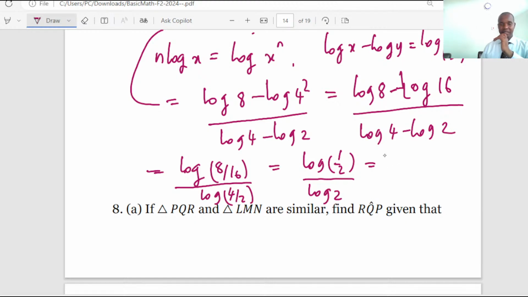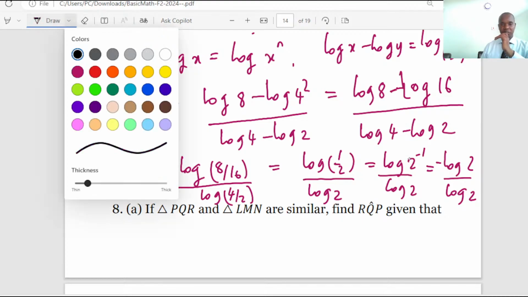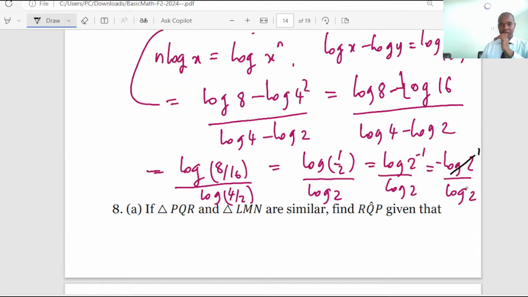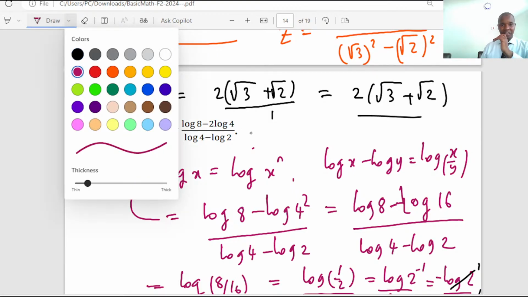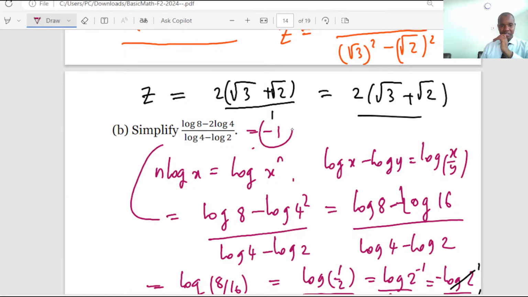And this is the same as log 2 to the power negative 1 over log 2. So you'll be having negative log 2 over log 2. You simplify the expression, log 2 by log 2 will be 1, so that you have the end result being equal to negative 1. So simplification of the entire expression here, you end up getting negative 1, dear students.